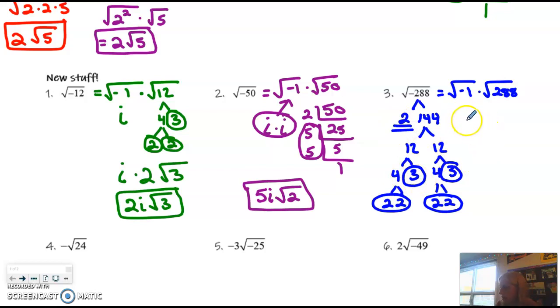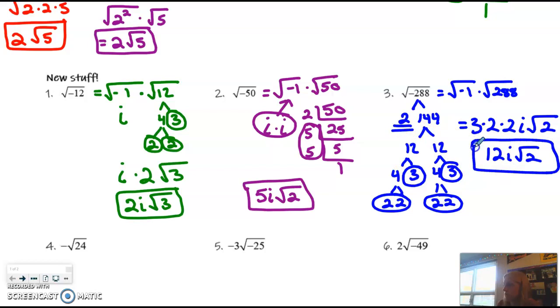So on the outside, I'm going to have a 3, because I have a pair of 3's. A 2 from that pair of 2's. Another 2 from that pair of 2's. And an i from taking the square root of negative 1. And then the leftover that had no buddies is a 2. So now I simplify. 3 times 2 is 6. 6 times 2 is 12. 12i root 2. Remember how I said you could have stopped at 12 because you have a pair of 12s? Your choice.